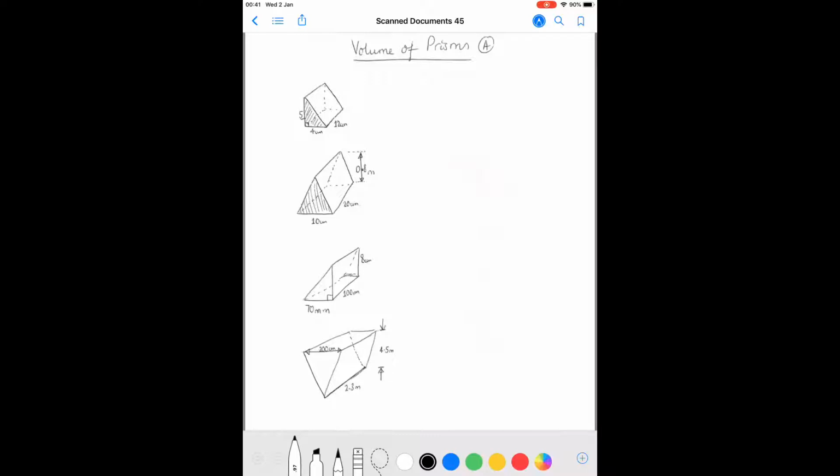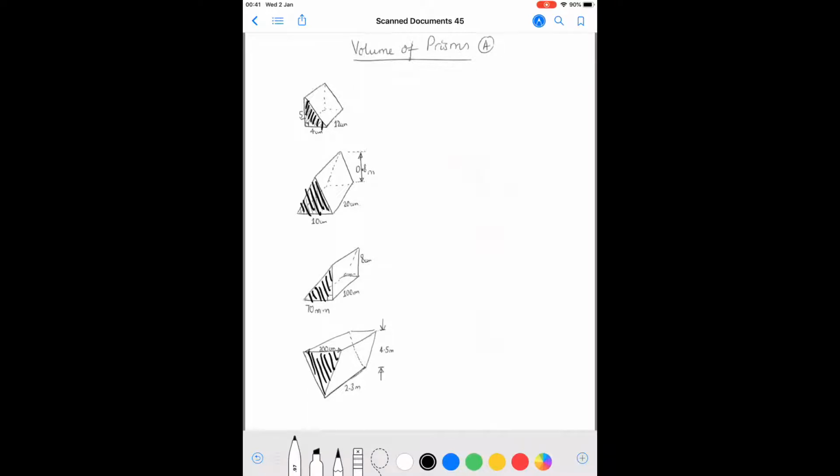We're looking at volume of prisms, exercise A. In this particular exercise, we'll be looking at the triangular prisms and all the different variations of that. I think we could just quickly color in this front face here as well. Let's just follow the same theme as the other questions, first of all, before we get started.